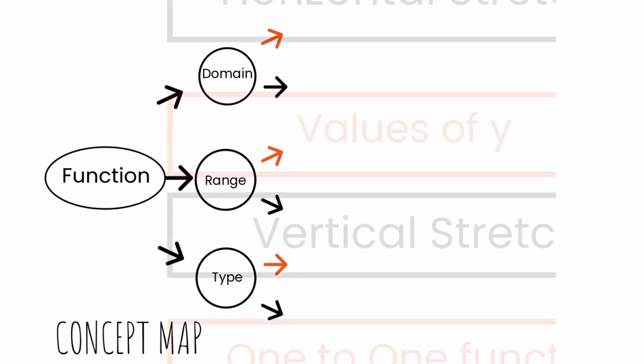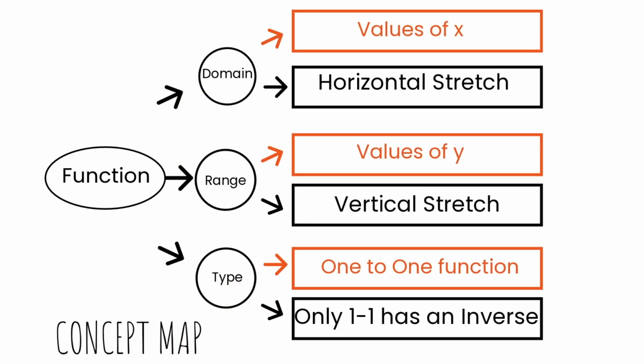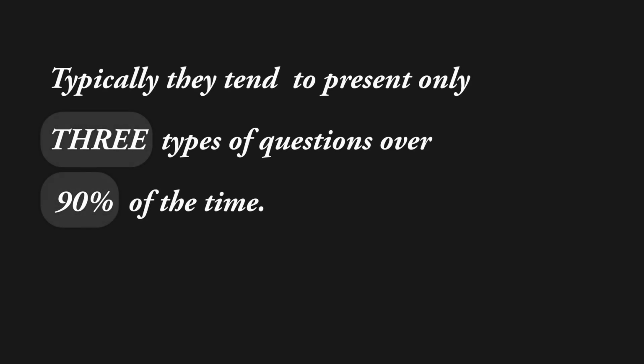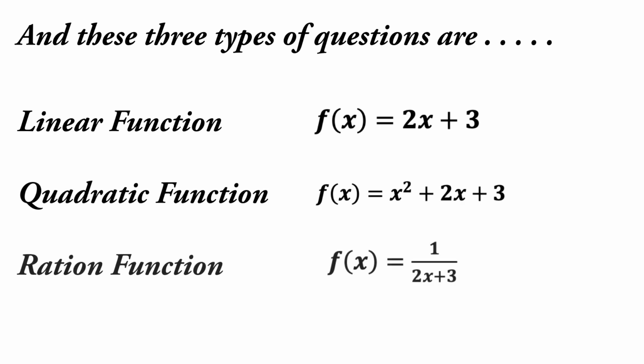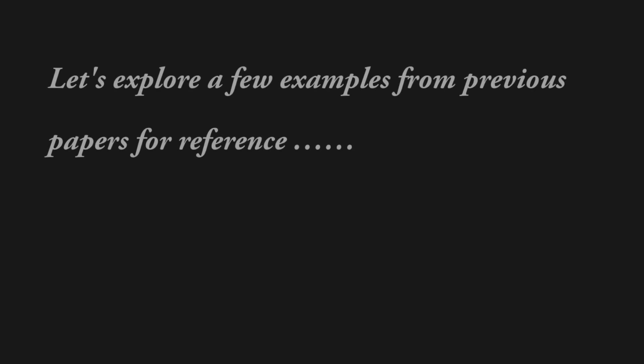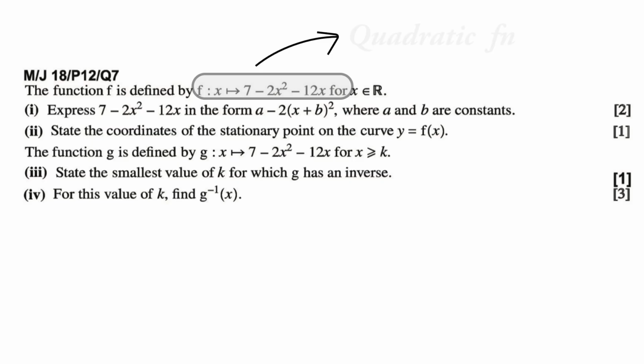So a function has domain, range, and its type. Values of x is basically horizontal stretch and values of y is vertical stretch. Typically, they tend to present only three types of questions over 90% of the time. And these three types of questions are linear functions, quadratic functions, and rational functions. Let's explore a few examples from previous papers for reference.